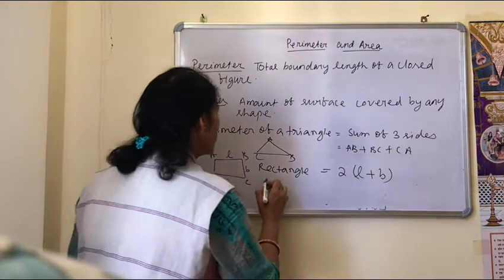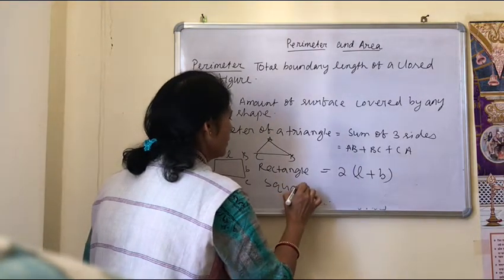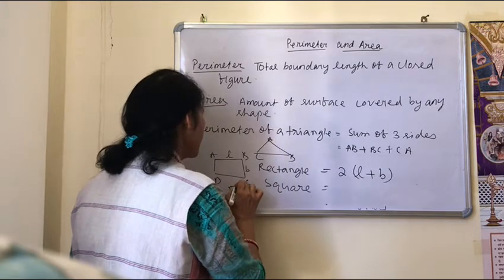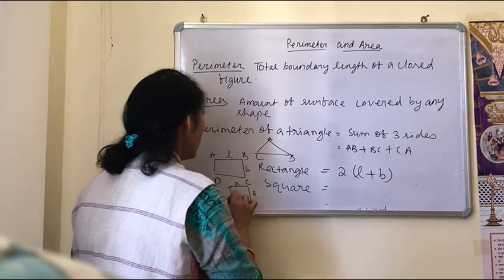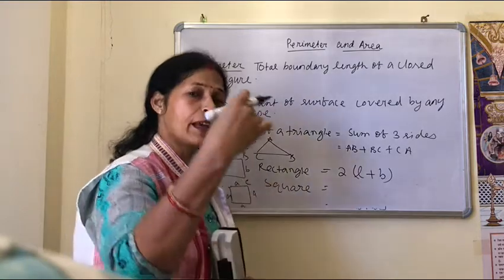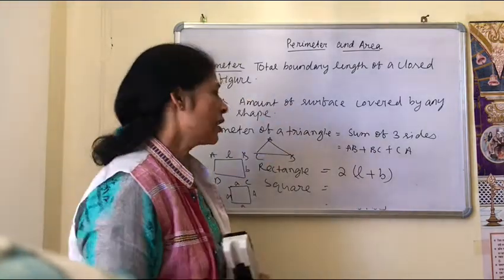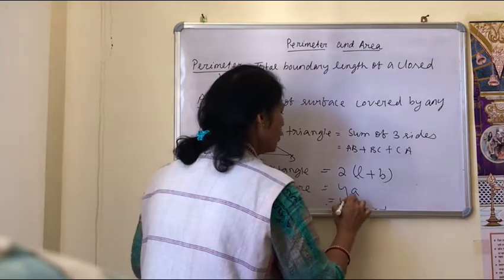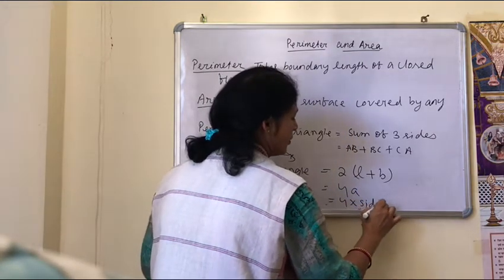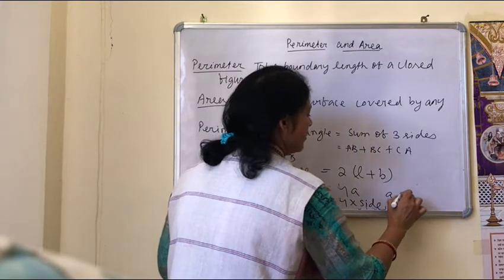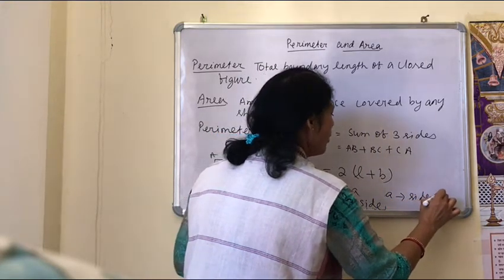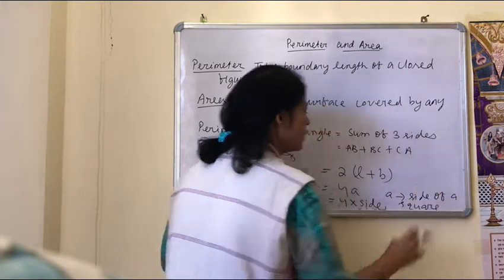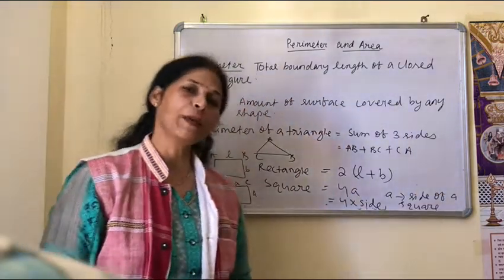Now perimeter of square. A square has all sides equal. Let each side be A. So A plus A plus A plus A, that means 4A, 4 into side, where A is the side of the square. Clear? This is all about your perimeter.